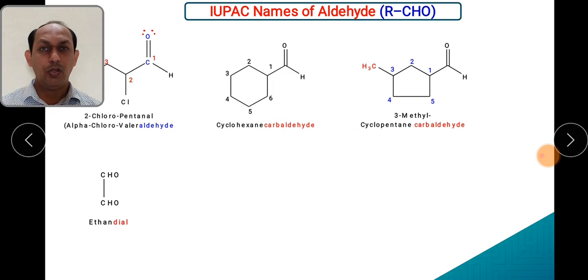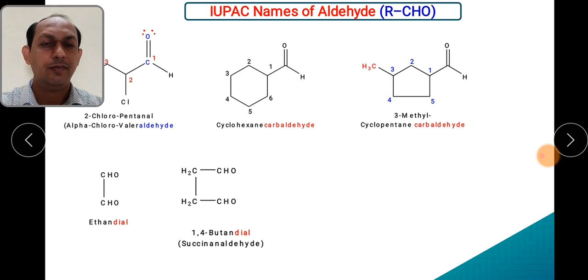अगर 2 CHO ग्रुप है तो डायल, लास्ट नाम क्या आएगा, डायल. There are 2 carbons, 1 2, so that's why the parent name is ethane. Replace E by dial. 1 2 3 4, क्या नाम आएगा, 1,4 ब्यूटेन डायल. क्यों 1,4, बिकॉज 1 and 4 कार्बन is carbonyl carbon having CHO group.